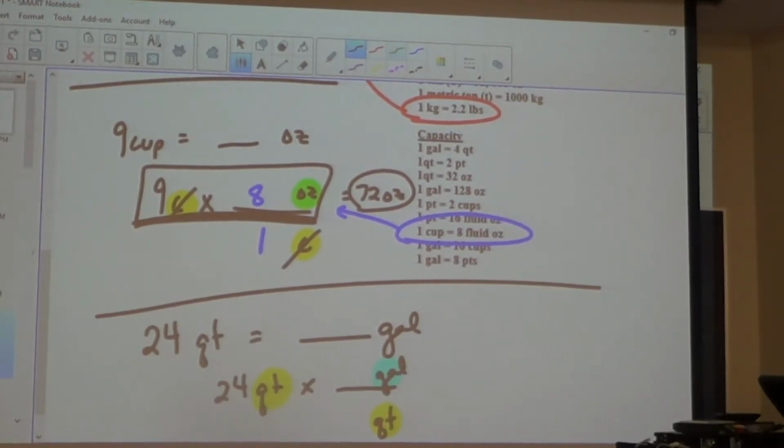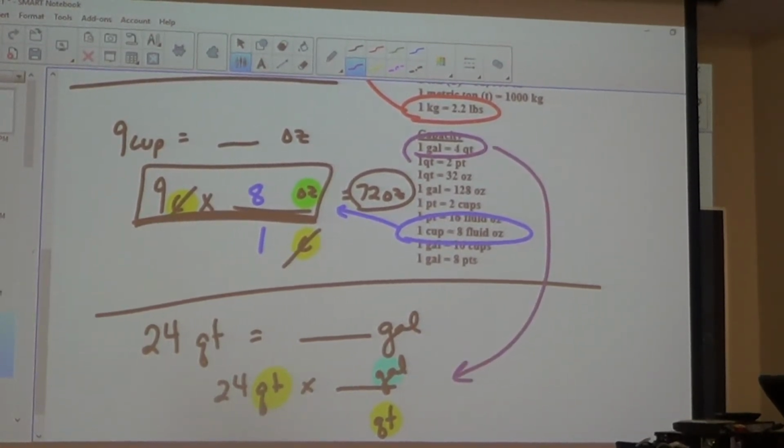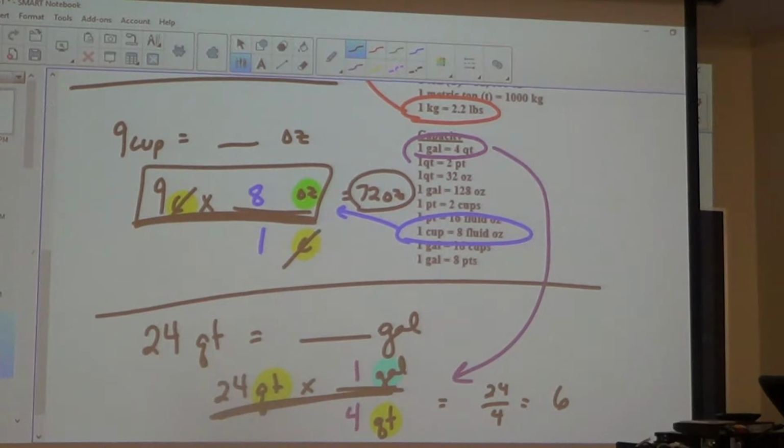We find our conversion. Do you see a quart and gallon conversion? Yes, right there. What am I going to put next to the gallon? 1. What am I going to put next to the quart? 4. Am I going to multiply or divide? Divide. You're going to divide 24 by 4. That's 6, and my units for quarts cancel. So 24 quarts is 6 gallons. Is that making more sense?